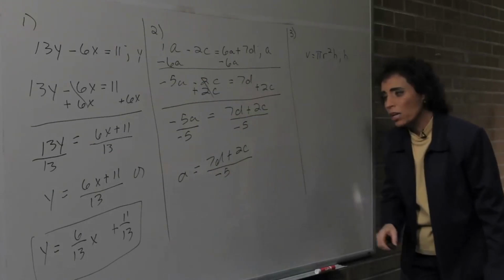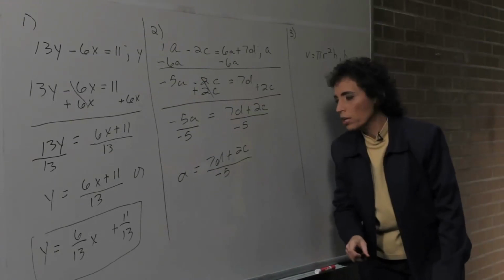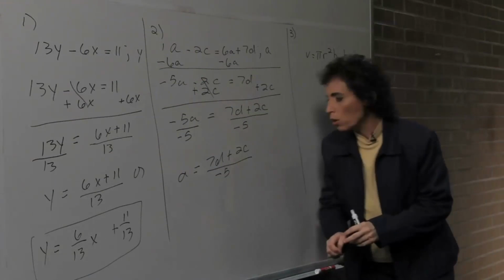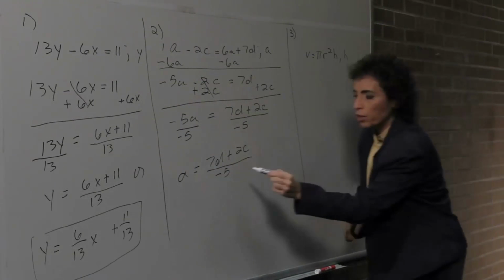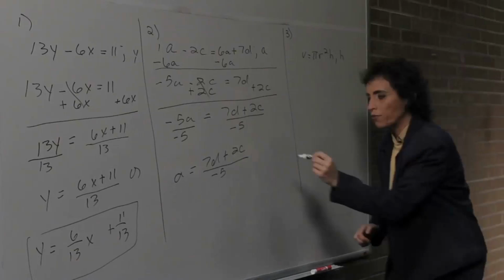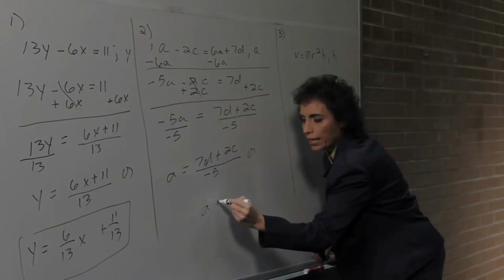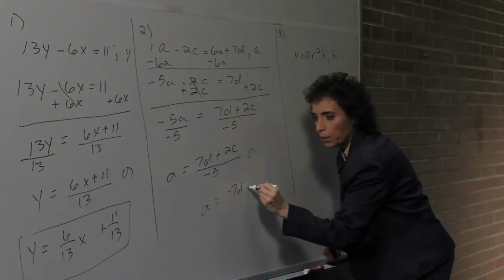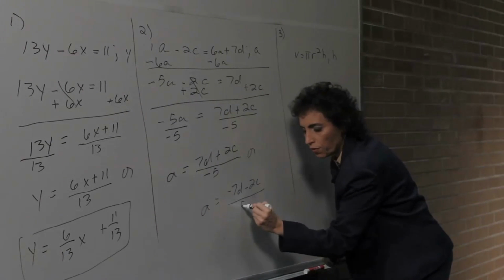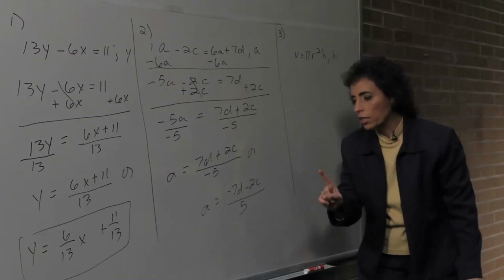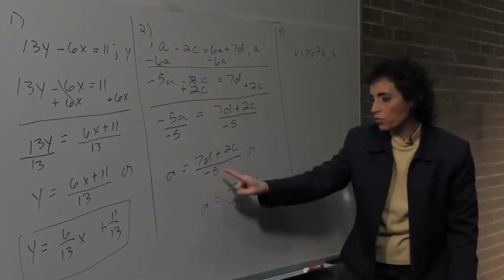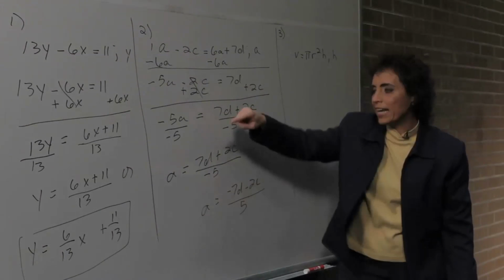I have to tell you, I don't think you'll see that answer in the ebook or when you put it in your answer online for homework, because generally they don't like negatives in the denominator. If it's just a constant term, you'll probably see this answer: a equals negative 7d minus 2c all over 5. Do you see why they're equivalent? They're equivalent because they took the negative out of here and put the negative in the numerator.